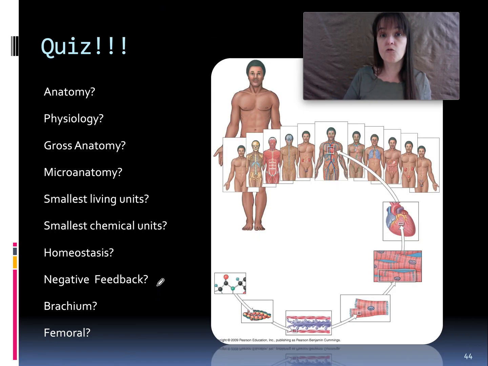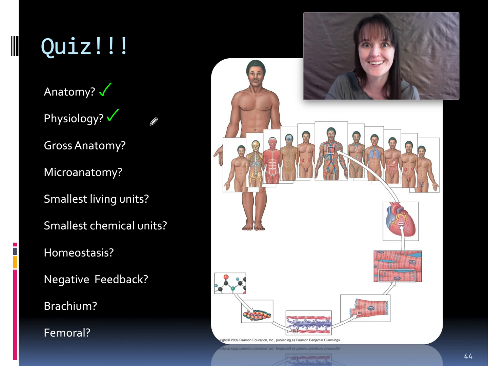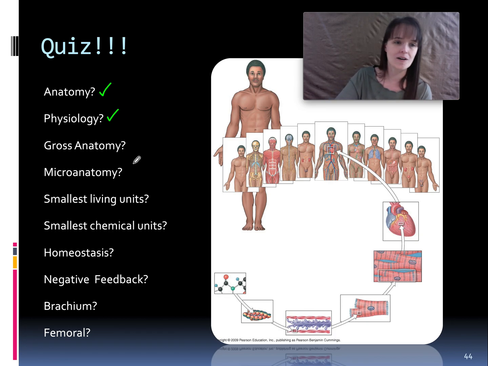Okay, and now for some end of chapter 1 quizzes. What is anatomy in a word? That's right, structure. What is physiology in a word? Function. Ooh, what was pathology? Do you remember? It's when things go wrong. Yeah, it's what goes wrong.